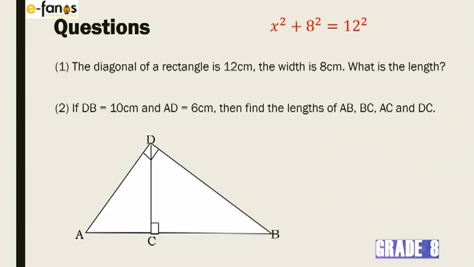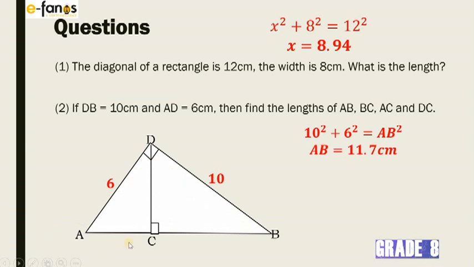Number 1, we do x squared plus 8 squared equals 12 squared. So x equals 8.94 centimetres. For number 2, DB is 10 centimetres and AD is 6 centimetres. So first of all, we can use Pythagoras' theorem on this larger triangle to do 10 squared plus 6 squared equals AB squared. So AB equals 11.7.